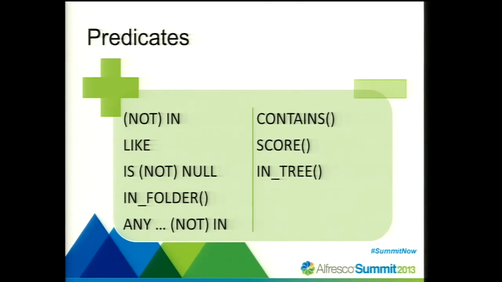For the rest of them, we support in and not in, and like, and not like, is not null, in folder, any and not in, all of those are in there. As you'd expect, as we're not doing full text search, contains is not supported, and score is not supported. And as I've already said before, in tree is not supported.